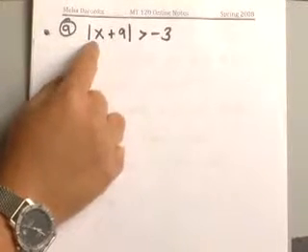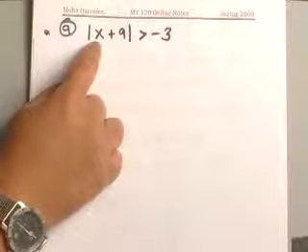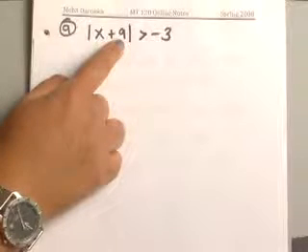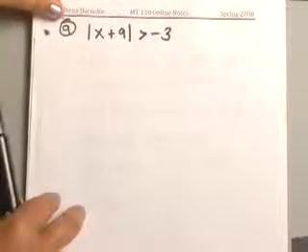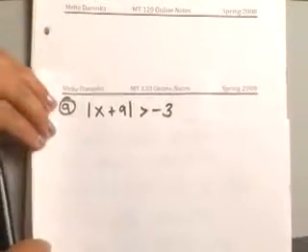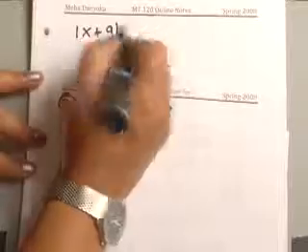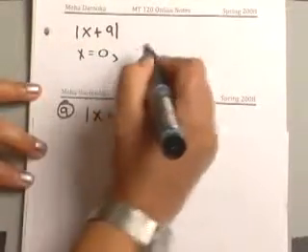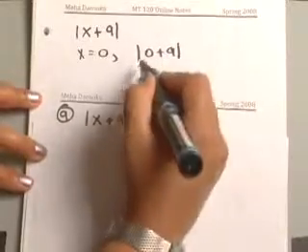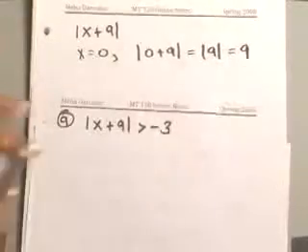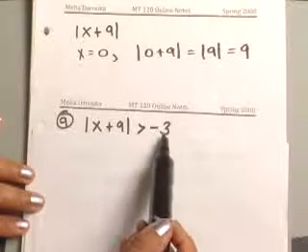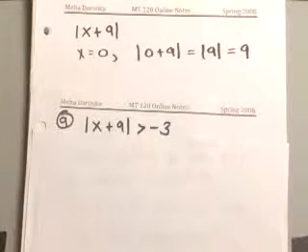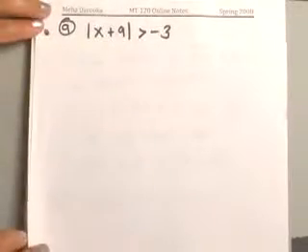So no matter what value of x we choose, you can try plugging in just a 0 there. 0 plus 9 will give you 9. Absolute value of 9 will be greater than -3. If we use x equals 0, you end up with 0 plus 9, which is absolute value of 9. And we know absolute value of 9 will be a positive 9. And of course, positive 9 is greater than -3. So no matter what value of x you choose, your absolute value is always going to be greater than -3.